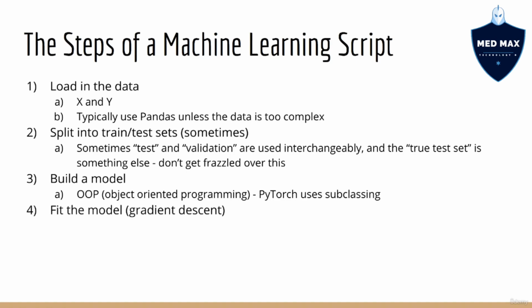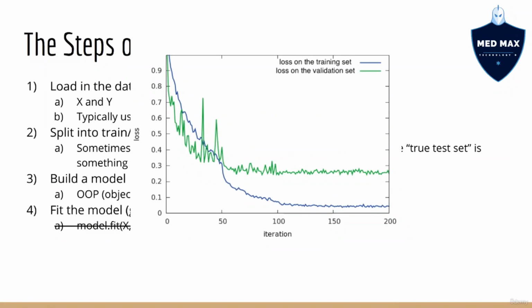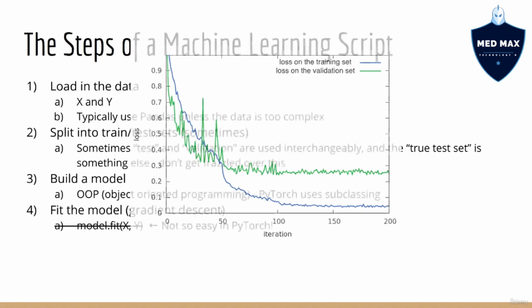Number 4, we fit the model. In scikit-learn, this just means calling the fit function on the model and passing in your training data. In deep learning, this is a little more complicated because we have many more options. Since training in deep learning involves an iterative training algorithm known as gradient descent, we typically plot a loss per iteration when we are finished training to confirm that our training process has converged as expected. If it didn't, we have to go back and make changes.